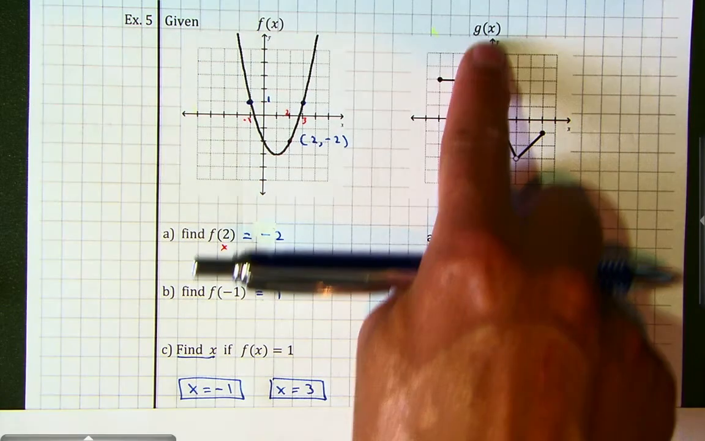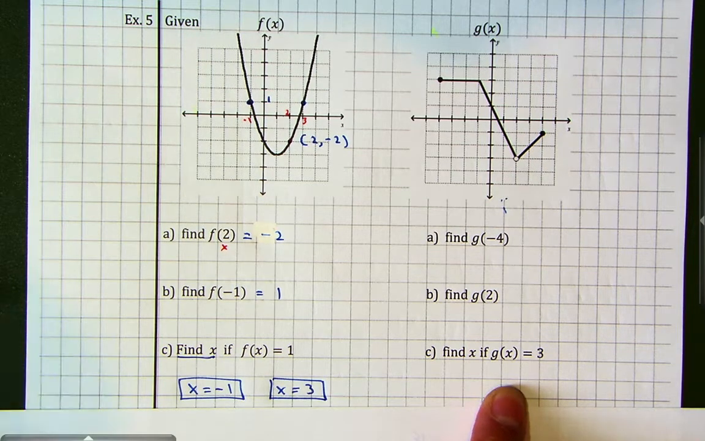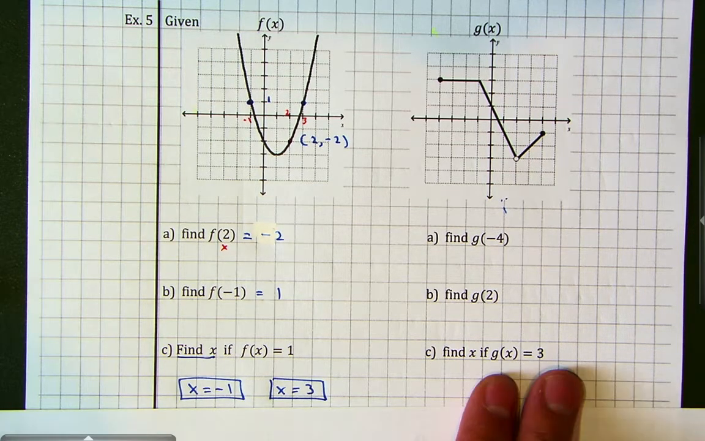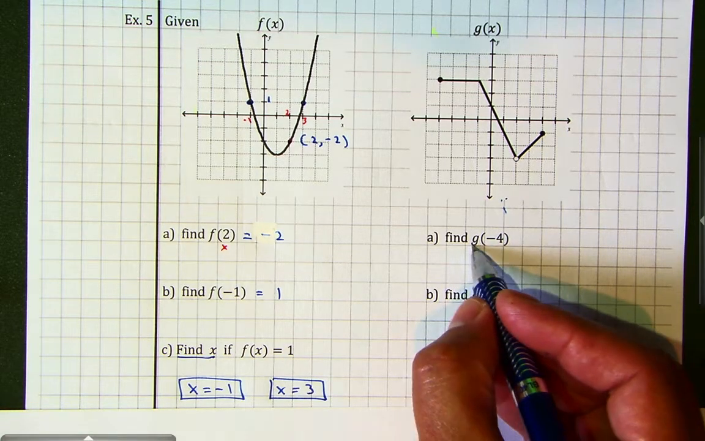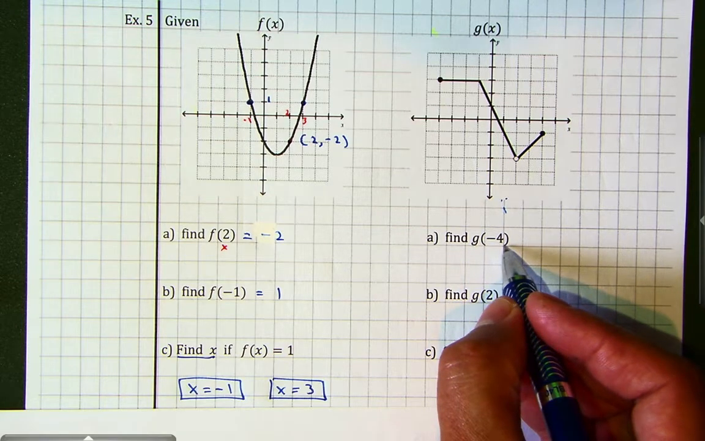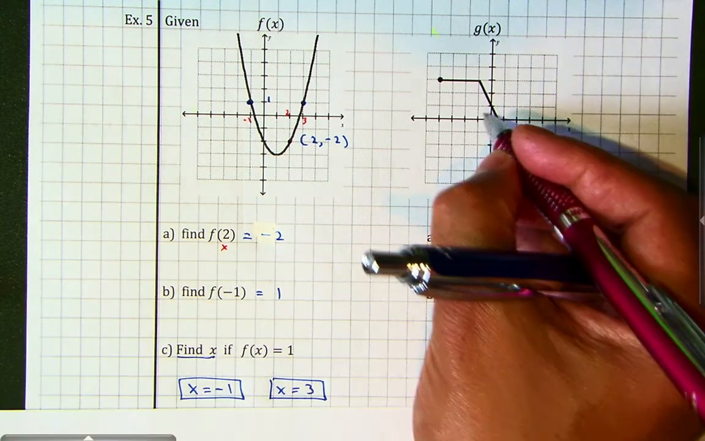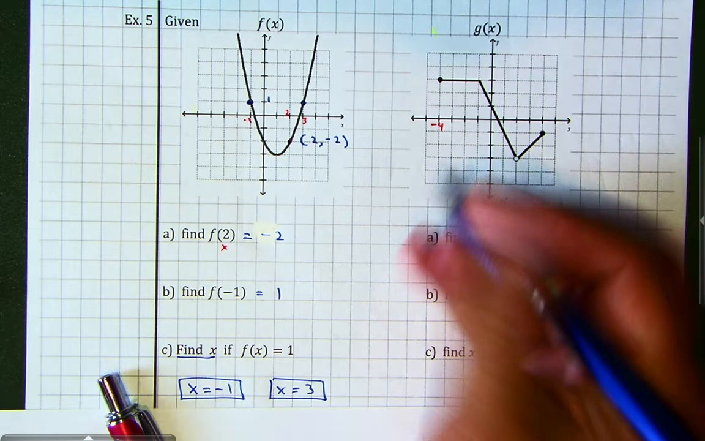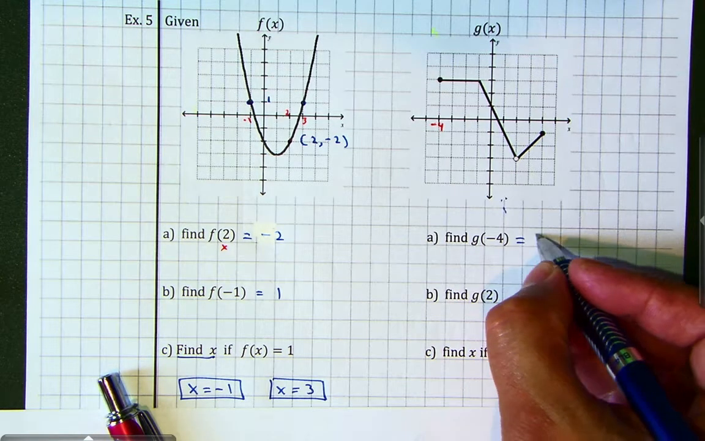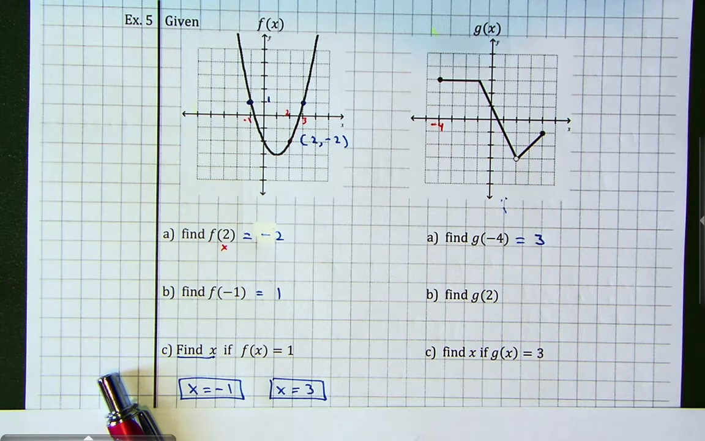Try this section, and then we can compare our answers. Go and pause it. Excellent. So in this case, find g of -4. So I'm going to plug in a -4, -1, -2, -3, -4. If I plug in a -4, I end up with +3 for the y value.